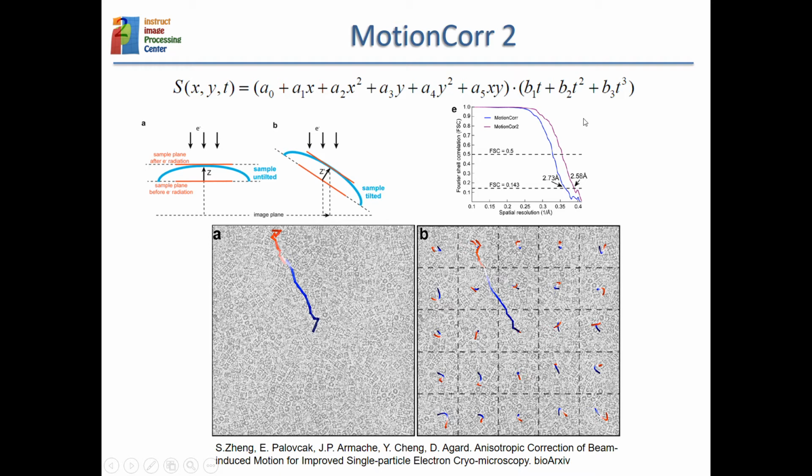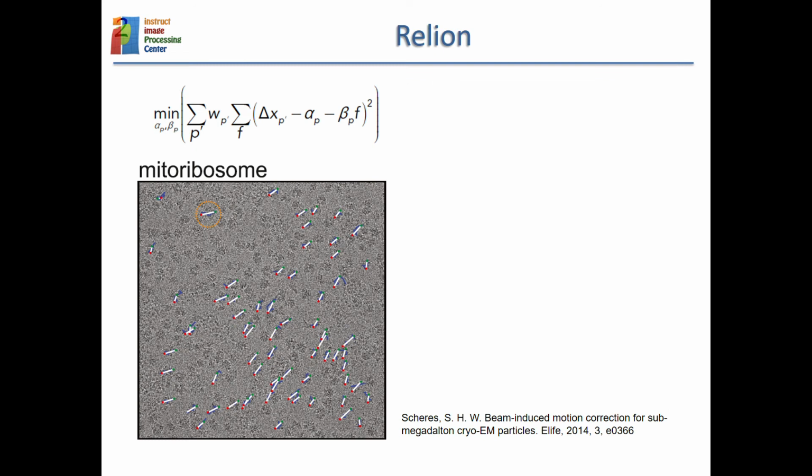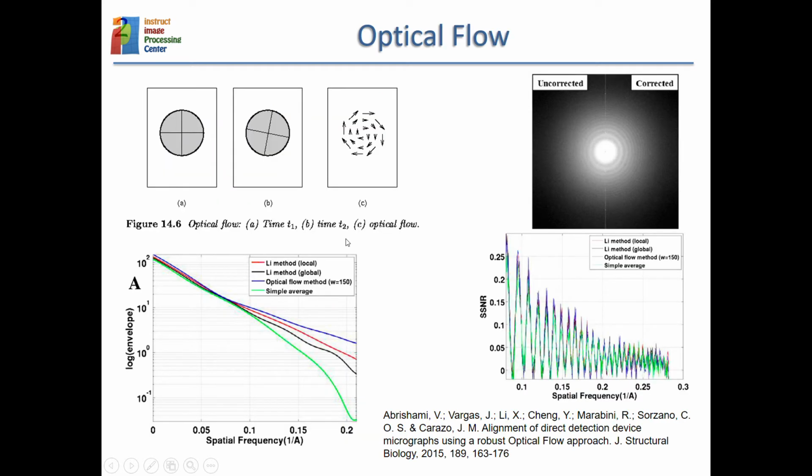And what they show is that if you correct not only for the global shift but also for the local movements, you get better resolution. And how to estimate the local movement may vary between different packages. So for instance, this was one of the first attempts to correct locally also. This was done at the level of particles, and they were trying to detect a linear trajectory for that particle.